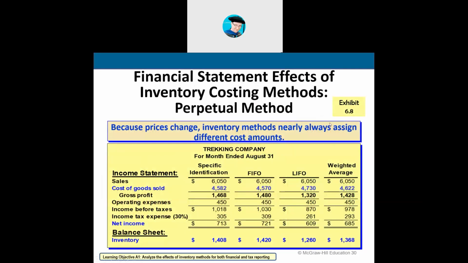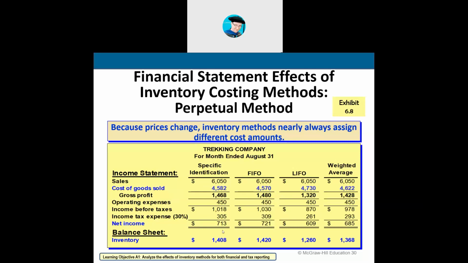And we can see the impact on the income statement based off of the 4 methods. And so based off of these 4 methods, we see what the impact is on the net income. Because we see that the cost of goods sold is going to be different for each method based off of the method that you're using to calculate your inventory. And by looking at this, we can see what the total impact is on net income.